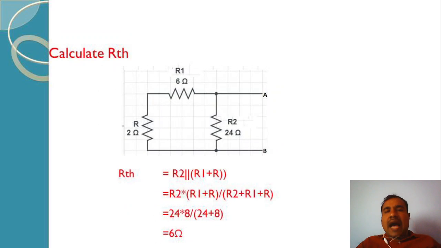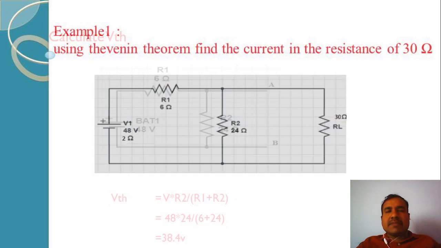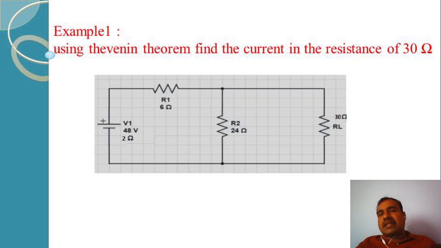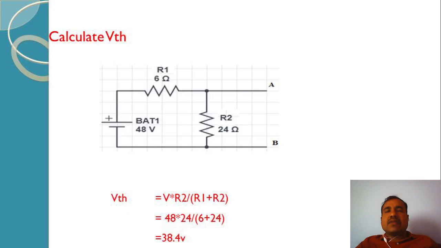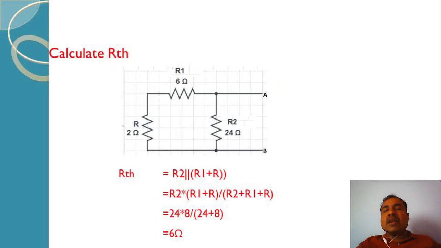Now to calculate RTH, what do I have to do? I have to replace the voltage source by its internal resistance. There is an internal resistance in the problem statement. If you can just remember this slide, at V1 there is 48 volts and 2 ohm they have mentioned, that is the internal resistance. So we need to consider that also during calculation of RTH. So I have removed the voltage source, keeping the internal resistance of 2 ohm. Now we need to find out what is the resistance at terminals A and B.